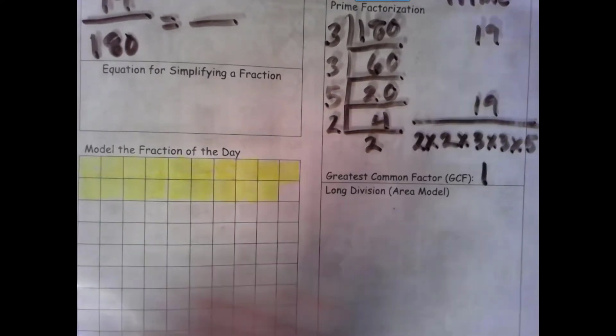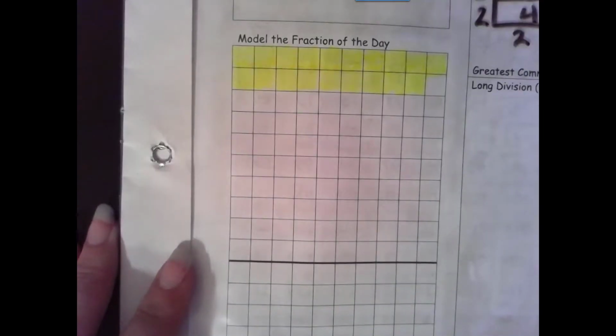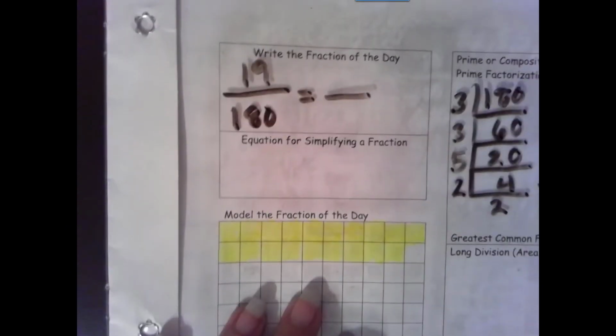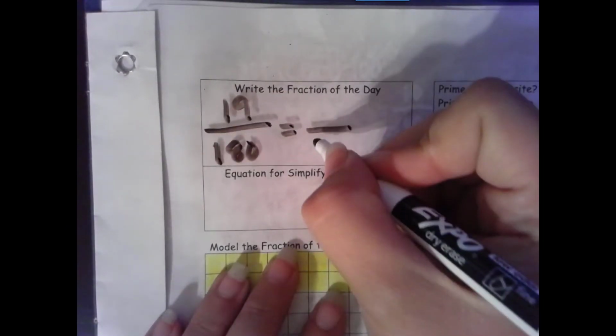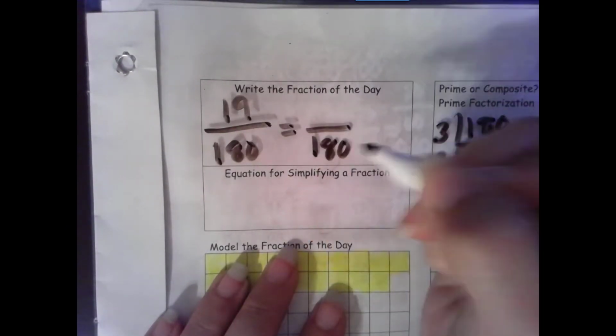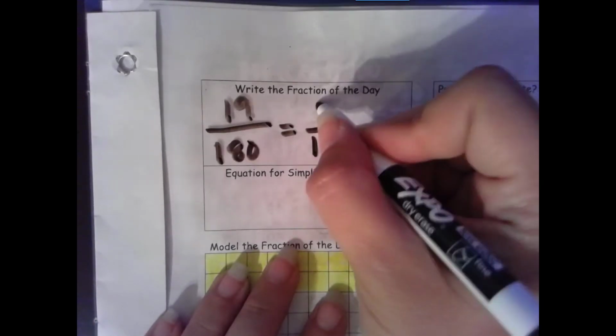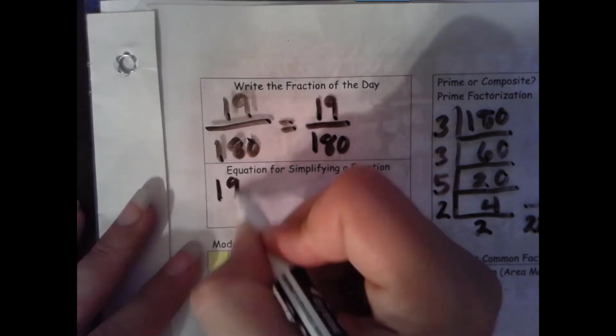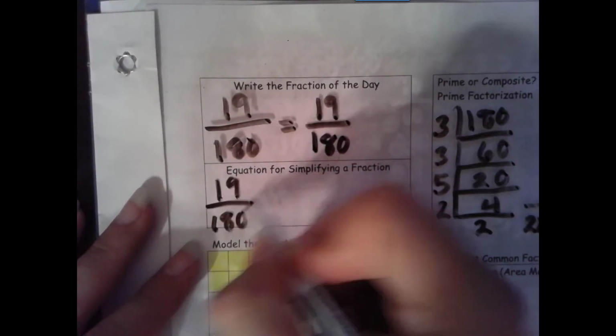Okay, so let's make our groups of 1. Done. Let's go ahead and count up. How many total groups of 1 do we have? 180. How many groups of 1 are shaded in? 19. So let's go ahead and prove this with our algorithm.